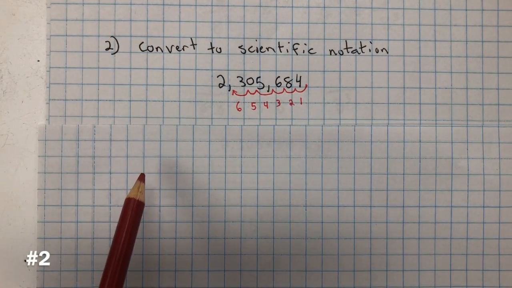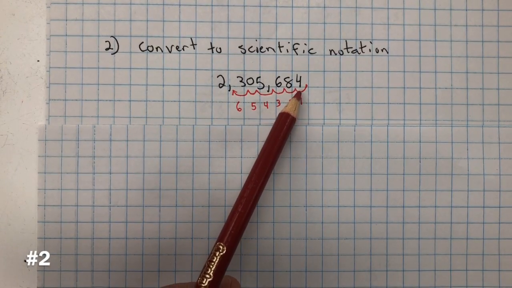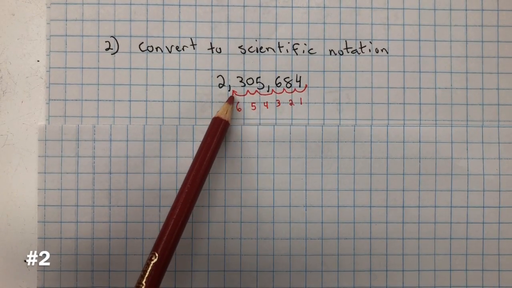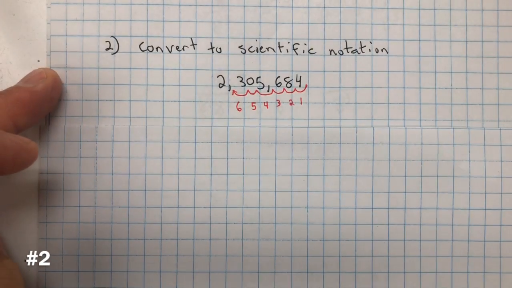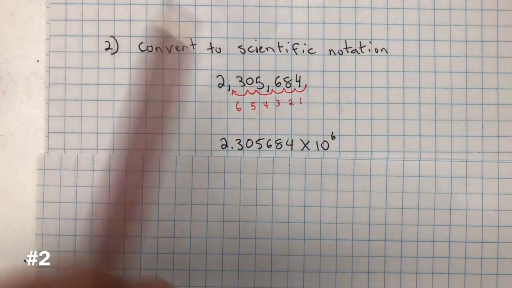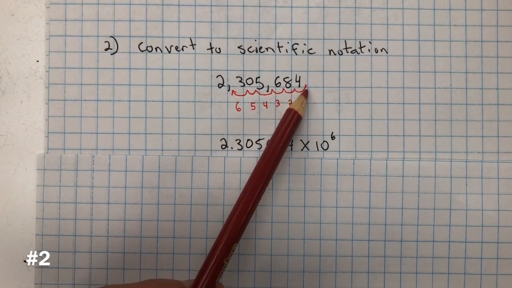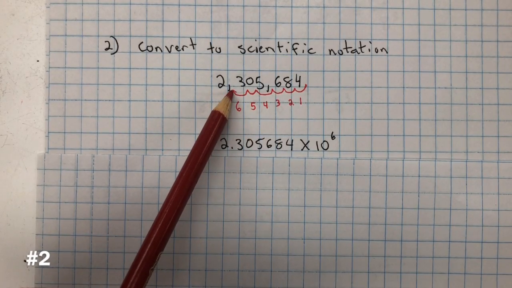In problem 2, convert to scientific notation. Well, now we have a number that has a very big value. So what we're going to do when we convert it to scientific notation, we're going to decrease the value. So we're decreasing it by 1, 2, 3, 4, 5, 6 place values.